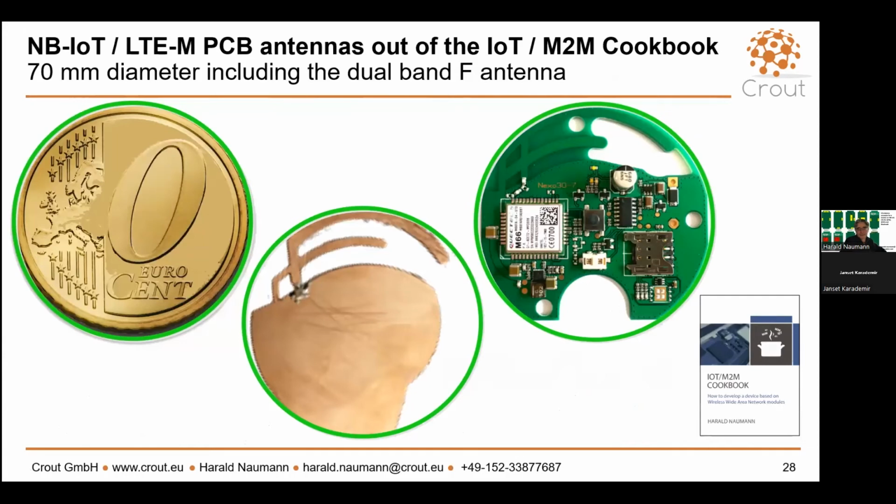Yeah, these are some examples for €0 antennas. This is an antenna out of the IoT M2M cookbook, and it's not fantasy. This antenna was in use in the Gillette order button. There is a GSM module inside because the button was developed at a time when there was no narrowband IoT available. However, the bandwidth of this F antenna is already so big that it could cover band 8 and band 20 as well. It was not planned. The target was only band 8, but band 20 was already included.